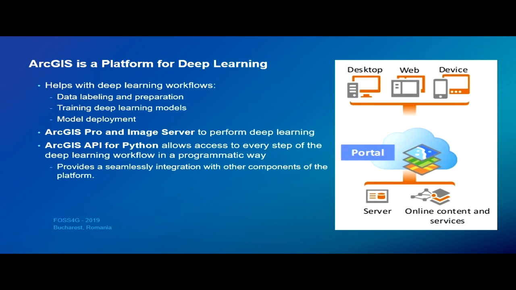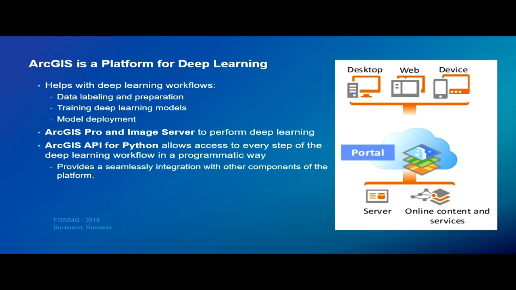Now, ArcGIS is a platform built for deep learning, especially the ArcGIS API for Python. It's going to help you with your deep learning workflows and still give you the ability to pick the backbone that you use. It's going to give you tools to help you prepare your data and create the labels that you need, train your models, and do model deployment so you can share it with your colleagues around the world.